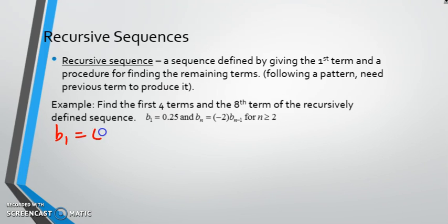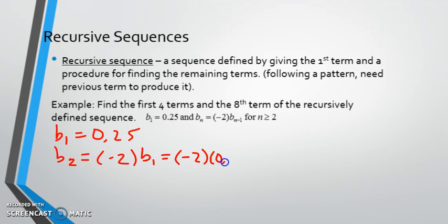So b sub 1 equals 0.25. It was just given to us. B sub 2 is going to be equal to -2, and then, like I said, I'm plugging in n as 2, so that's going to be b sub 1 times -2. So b sub 1, we already know the answer to that. B sub 1 is equal to 0.25. So if you evaluate that, you get -0.5.